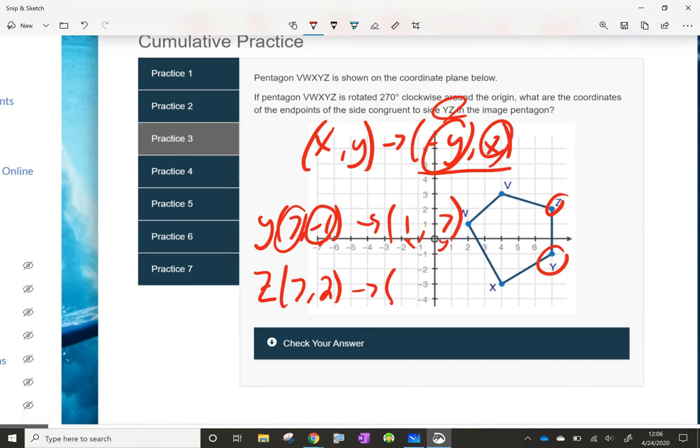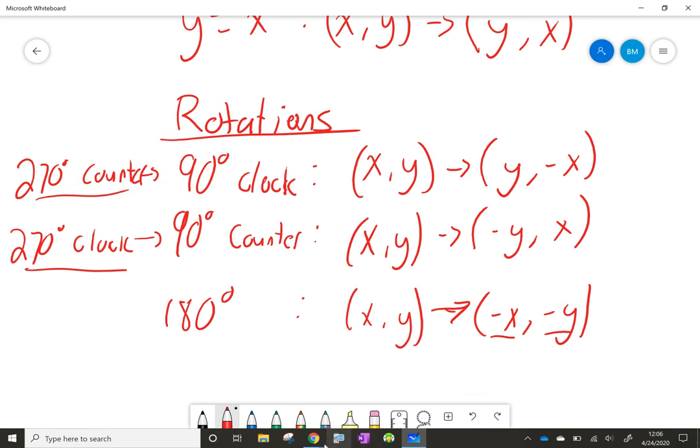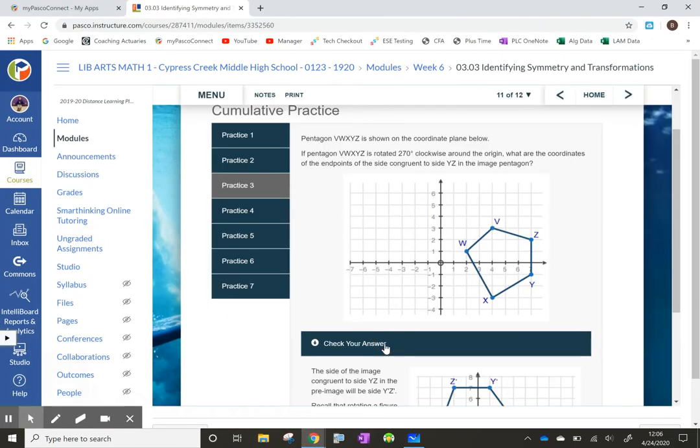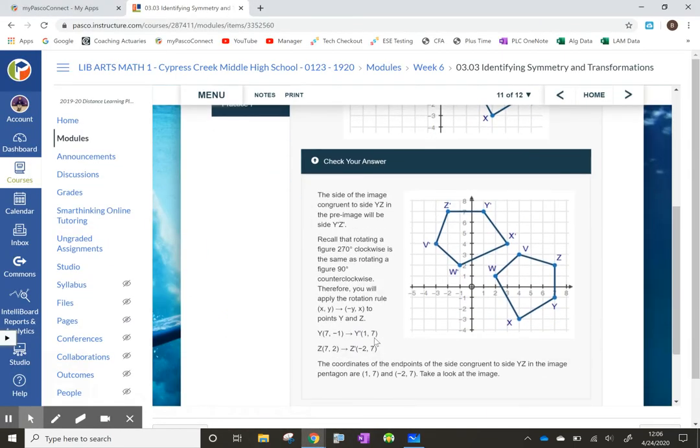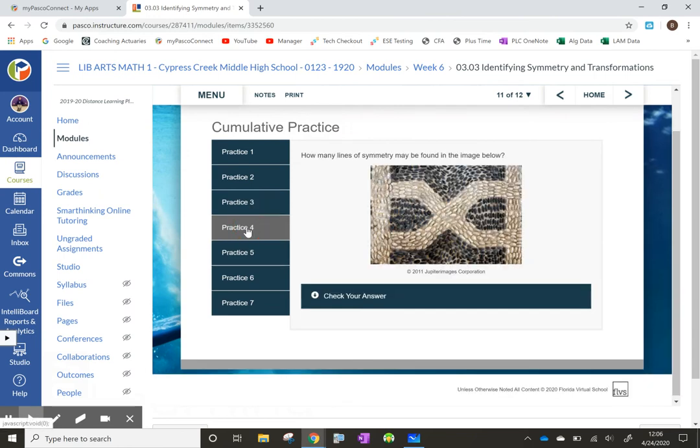If we apply the same thing to Z, Z will become negative 2, 7. So this would be the endpoints for Y. So this would be Y prime. This would be the endpoint for Z prime. And I believe that's all the question's asking for. It's what are those endpoints? So it should be those 2 points, 1, 7 and negative 2, 7. So let's go back. Let's check our answer. Yeah, 1, 7 and negative 2, 7. Perfect. Right, so just follow the rules. Hopefully you've written them all down.